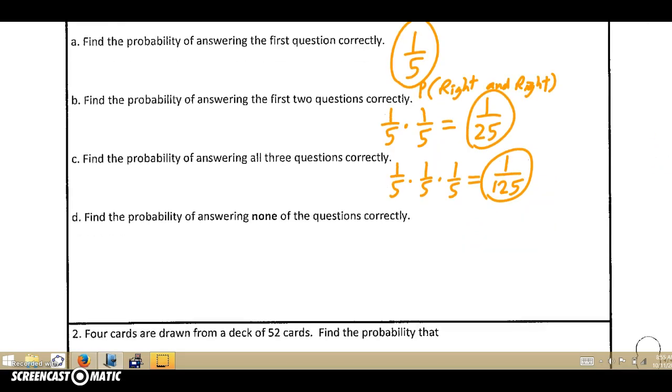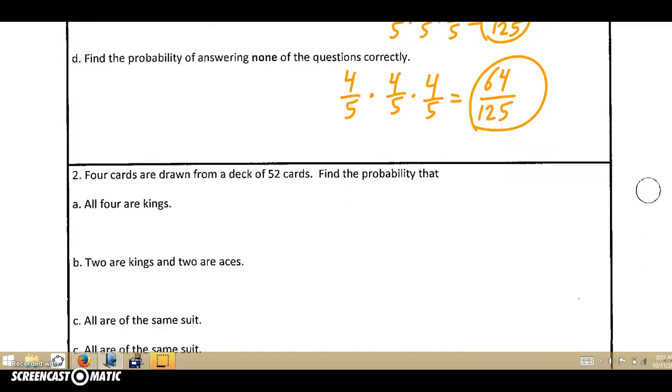And finally, what's the probability I guess none of them correct? Well, think about this. If I have a 1 in 5 chance of guessing it correct, then don't I have a 4 out of 5 chance of guessing it wrong on each question? And you just simply multiply those together, and you get 64 out of 125.